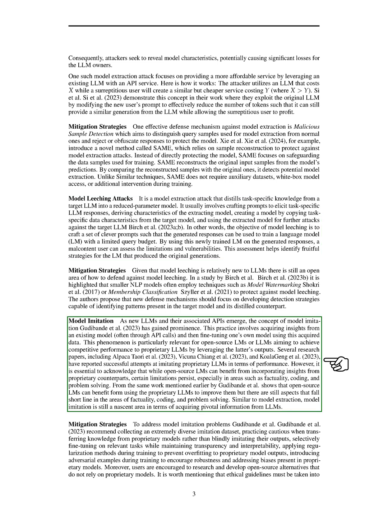We also note that as new LLMs and their APIs become available, the practice of model imitation has become more significant. This involves gathering insights from an existing model, often through API calls, and then fine-tuning our own model with this information. This is particularly relevant for open-source language models or those aiming to compete with proprietary models by leveraging their outputs. Research papers like Alpaca, Vicuña, and Koala have documented successful attempts to imitate proprietary LLMs in terms of performance.